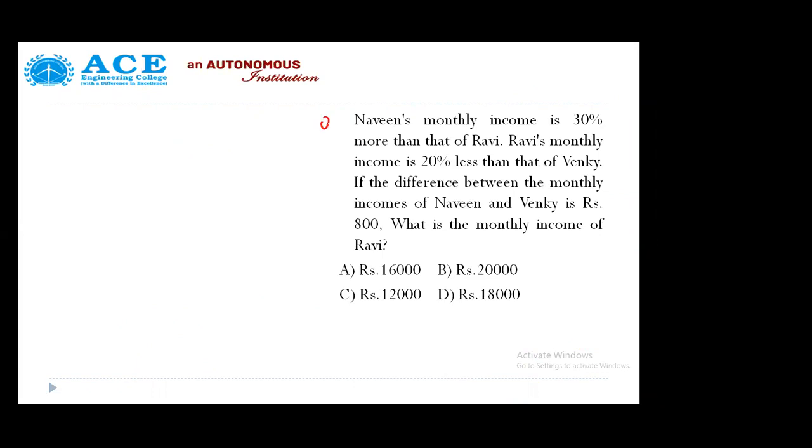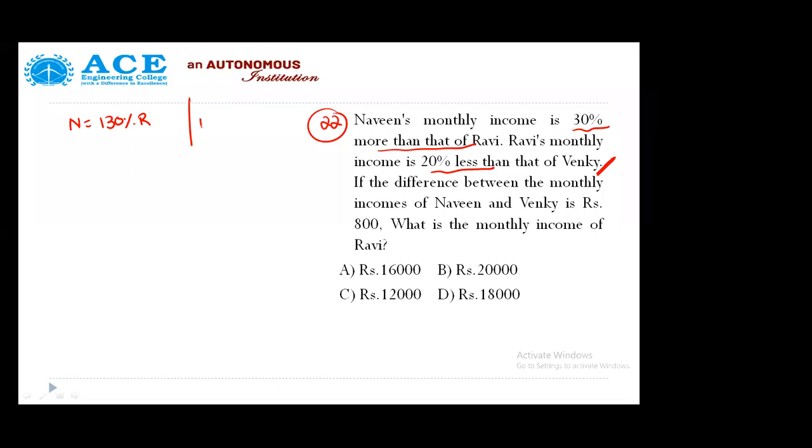Now see this one, it is related to comparison only: 20% less than, 30% more than. You just see what they have given in these two or three lines of information. Naveen's monthly income is 30% more than that of Ravi. 30% more than means 130%.